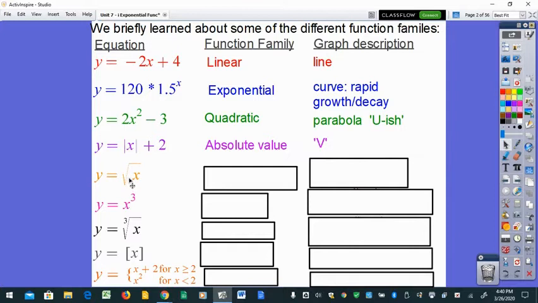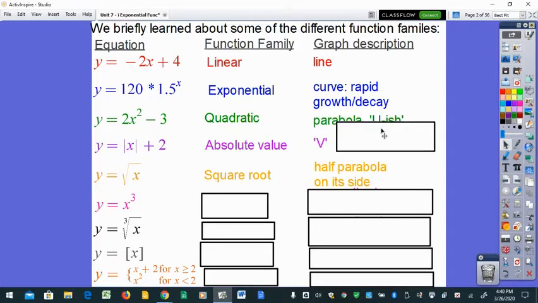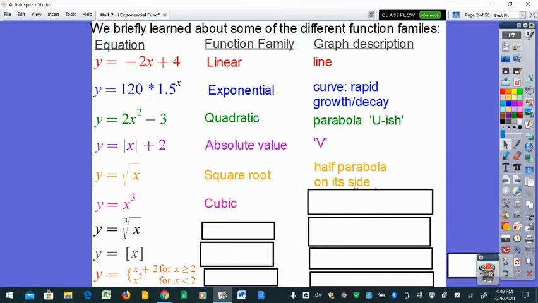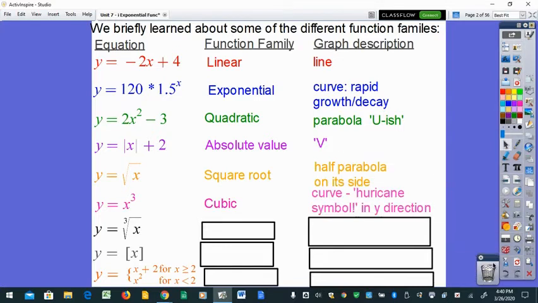Next up, I see a square root there, and that will be the square root function. It's the parabola, the U, actually laying on its side, and we only have half of it for it to be a function. The next one is the cubed. So it is the cubic function, and this is the one that has a curve, and I call it the hurricane symbol, and it goes in the y direction.